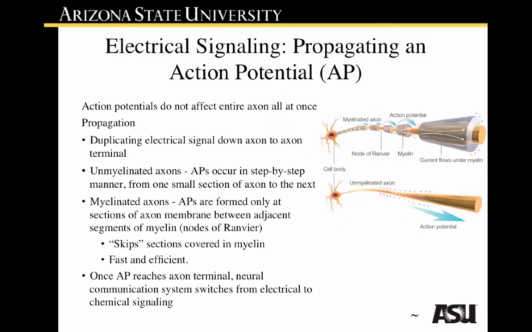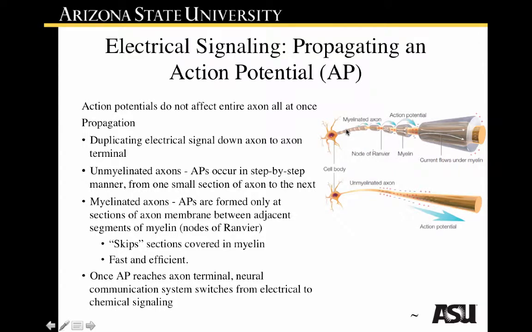So when it comes to electrical signaling, basically how the signal gets down the axon, these action potentials don't affect the entire axon at once, but instead it propagates. So you can see here what ends up happening is as the action potential starts, it goes down almost like a wave along this axon here. So it propagates, that's what it's called.